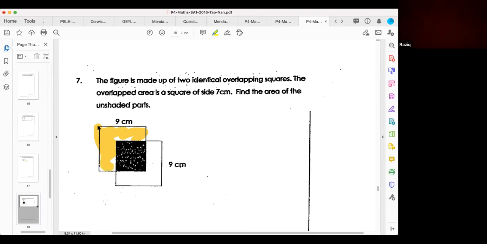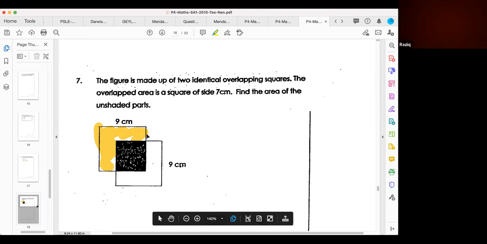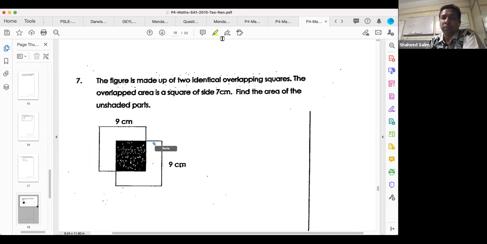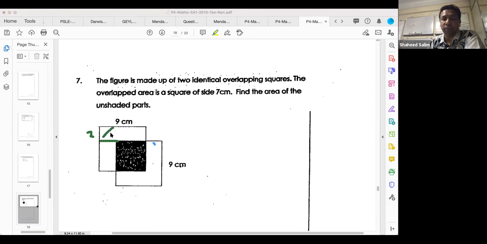Can do or not? Or you want to do your method? Okay, I do your method. Come, we do your method. What method? You have your own method. I'll show you your method. Just now, I was observing you, so I know what method you're using. You are using down here 2 cm. Okay, good. Down here 9 cm. So you can find the area for this one. Correct. Well done.